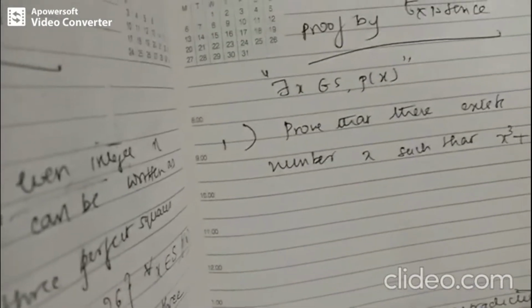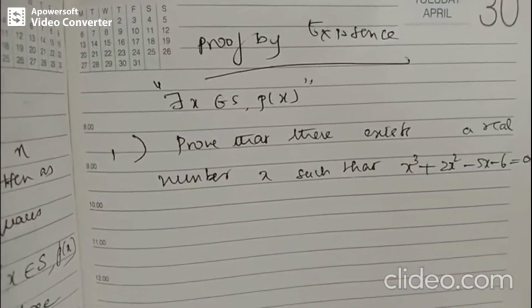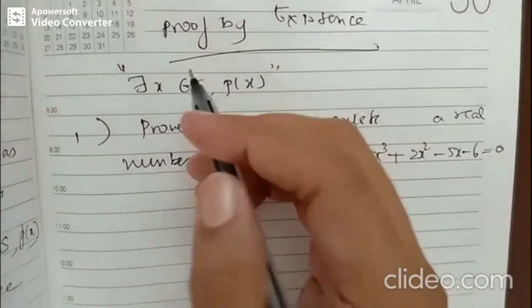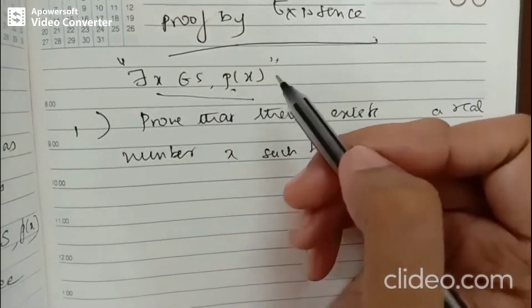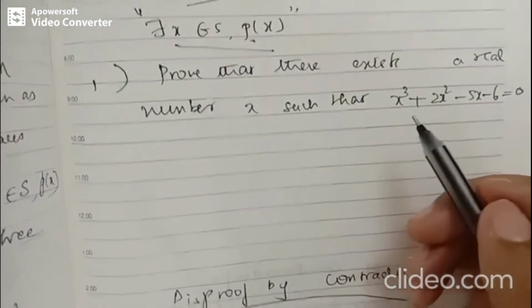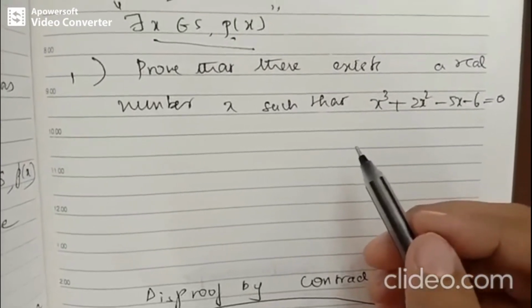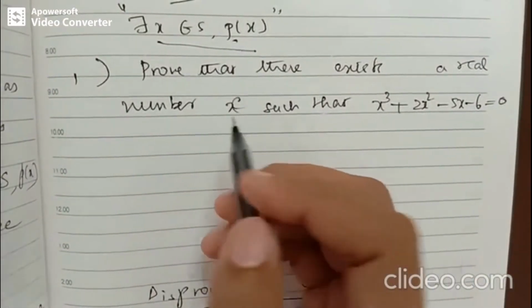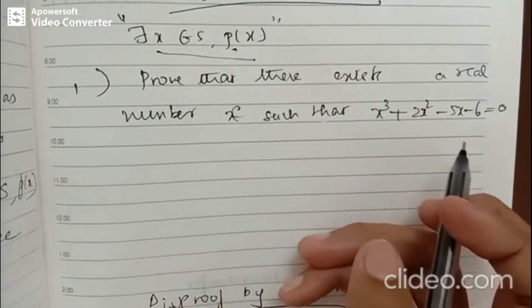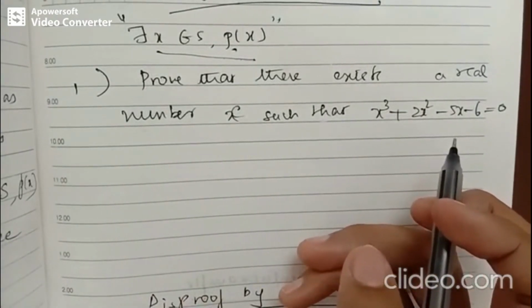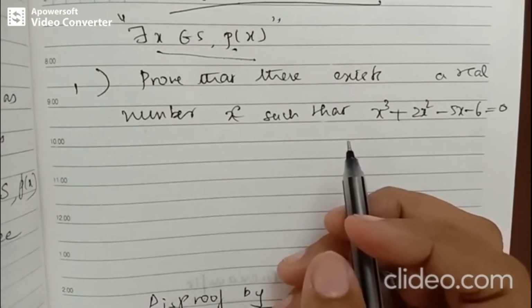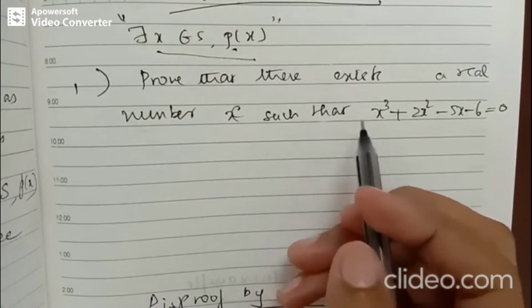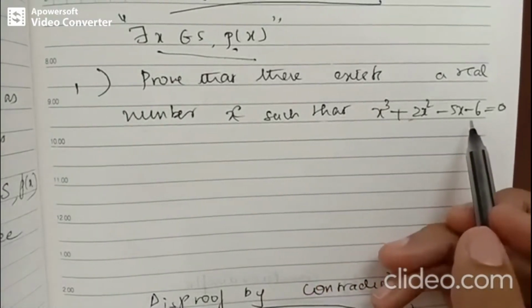Okay, next let's see another kind of proof, that is proof by existence. Here we need to check whether any particular element belonging to the universe satisfies the open statement. So let's see the question. The question says, prove that there exists a real number x such that x cube plus 2x square minus 5x minus 6 equals 0. We need to take a real number, and that real number should satisfy this equation.